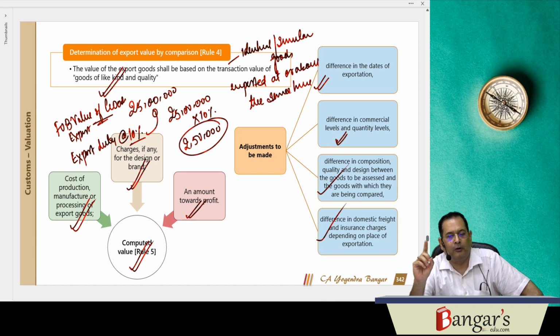So this was all about our valuation. This chapter is very, very important, and one practical question is definitely asked from this particular chapter.